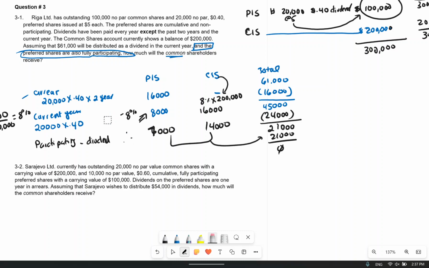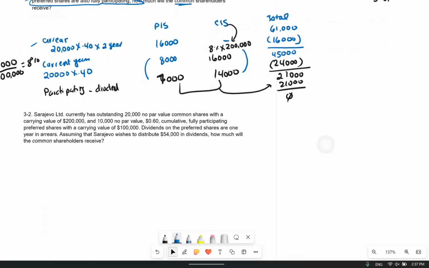So depending on the question, they can tell you how much total we should give to preferred share, and they can also tell you how much we should give to the common shareholders.